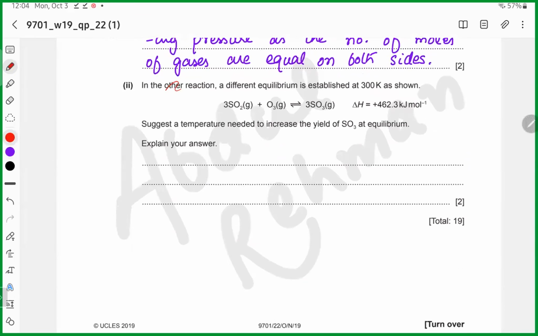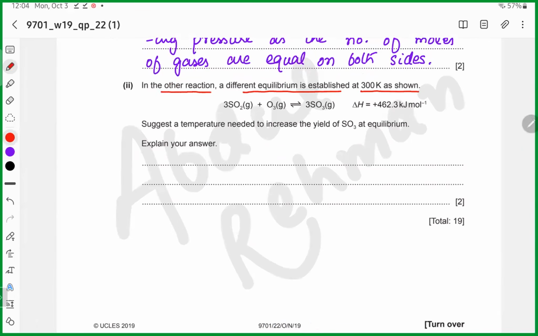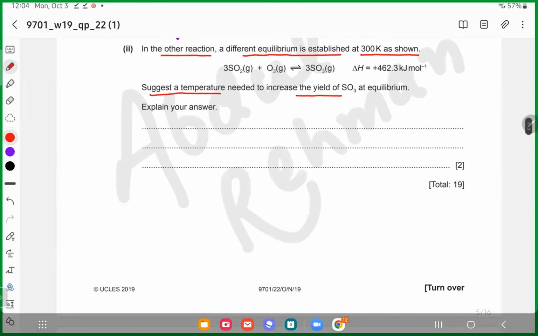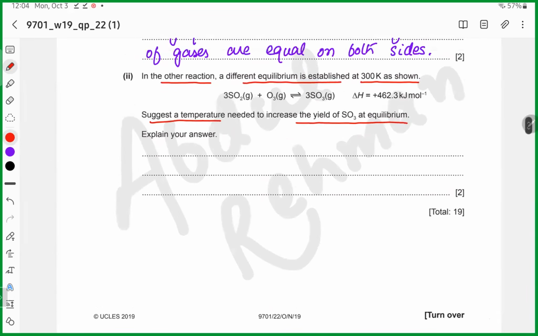Now, in the other reaction, a different equilibrium is established at 300 Kelvin as shown. Okay. Suggest a temperature needed to increase the yield of SO3 at equilibrium. So, can anybody tell me whether we need to raise the temperature or lower the temperature? Increase the temperature. Why?